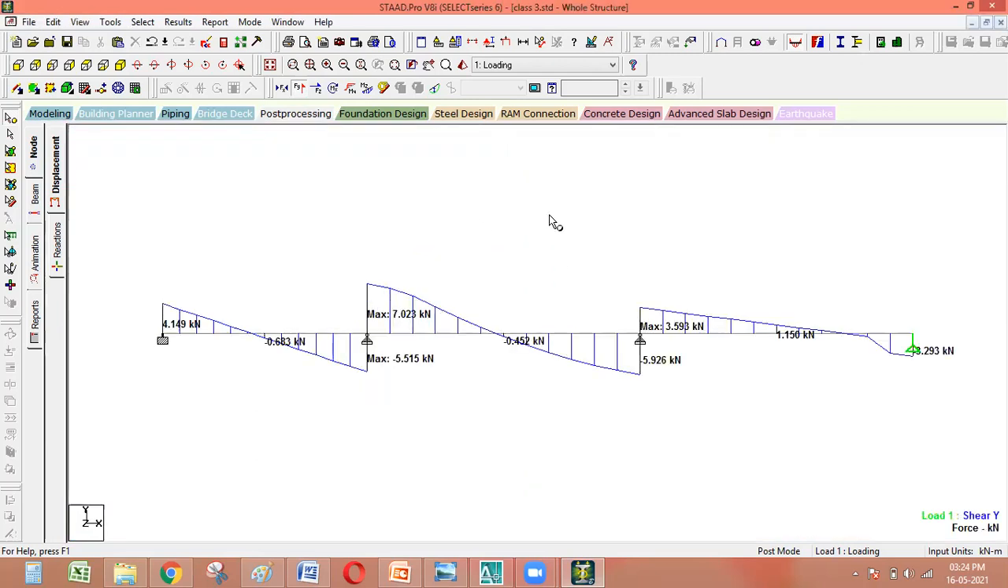This completes the third question, and whenever the I values are given, you should consider it as a sum of any type of the cross section, and then you should take the self weight into account.